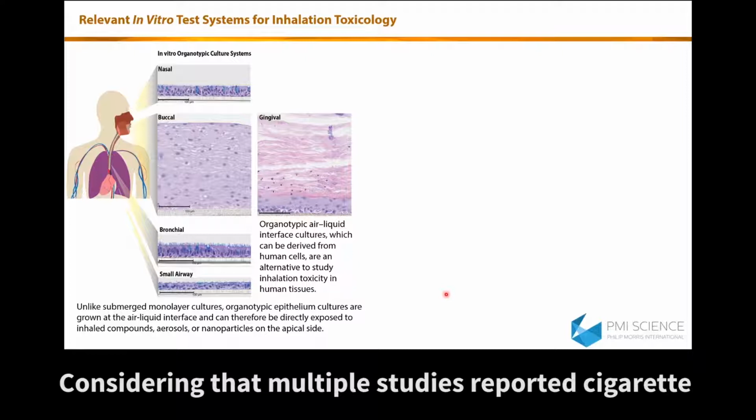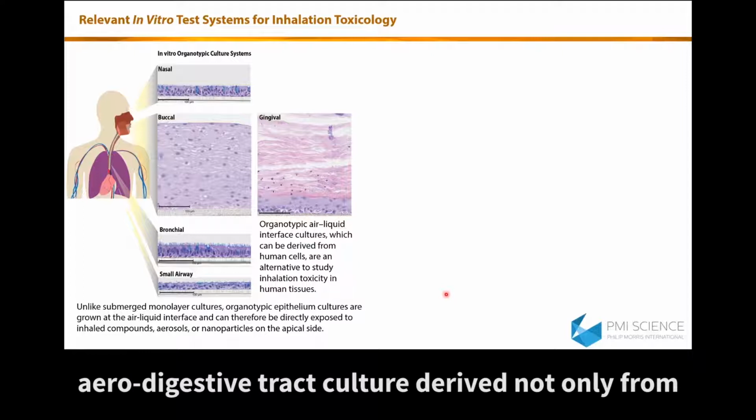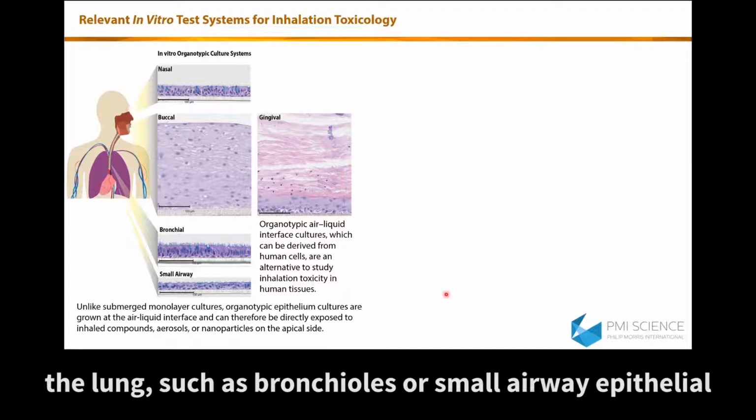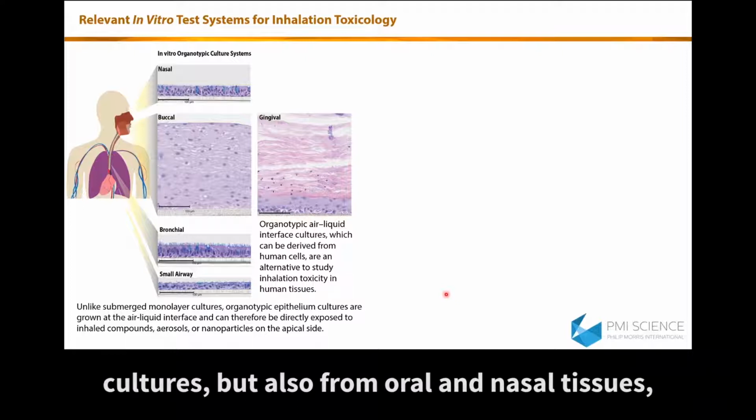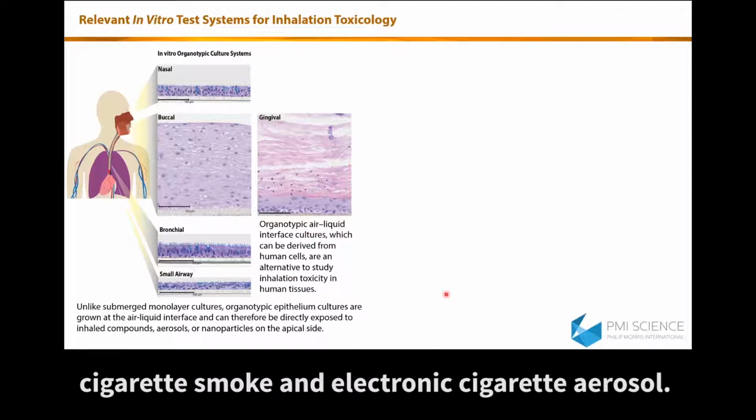Considering that multiple studies reported cigarette smoke exposure eliciting tissue injury throughout the aerodigestive tract, cultures derived not only from the lung, such as bronchial or small airway epithelial cultures, but also from oral and nasal tissues are going to be relevant for the assessment of cigarette smoke and electronic cigarette aerosol.